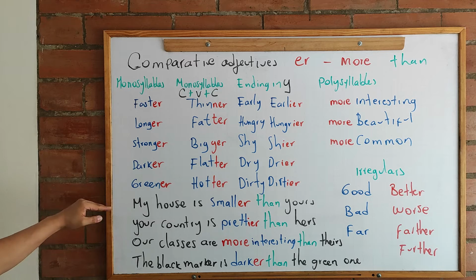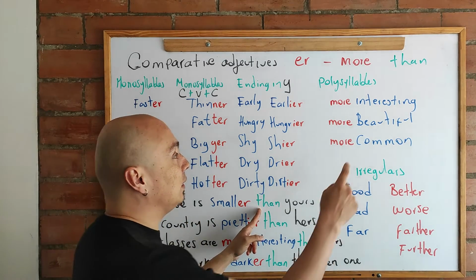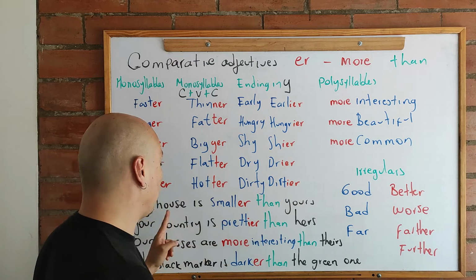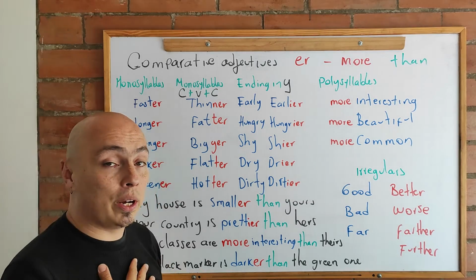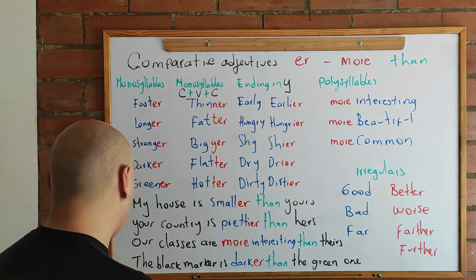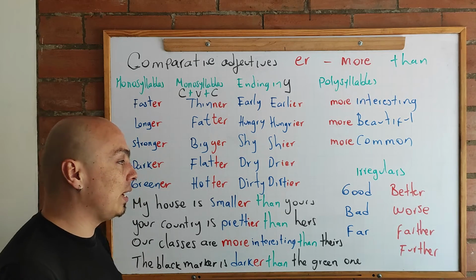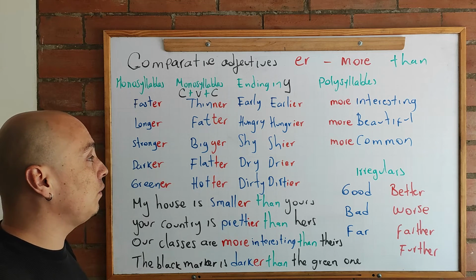And then we have here examples of the comparative in use. For example, you say, my house is smaller than, because we are comparing my house with your house. So my house is smaller than yours. Or your country is prettier than hers. Our classes are more interesting than theirs. Or the black marker is darker than the green one. So this is the comparative adjectives.